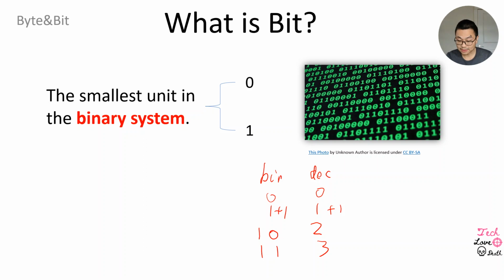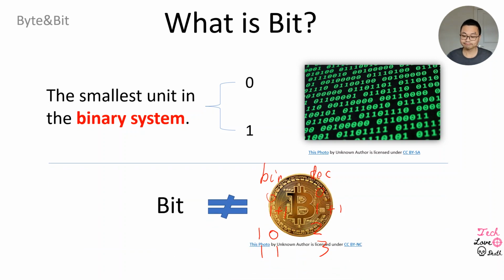Okay, next, I want to talk about the relationship between bit and Bitcoin. Actually, we have been hearing a lot about the concept of Bitcoin in recent years. It was so popular. So, what does Bitcoin have to do with bit? The answer is they have nothing to do with each other. They just have the same name.